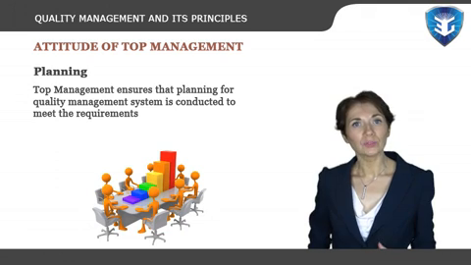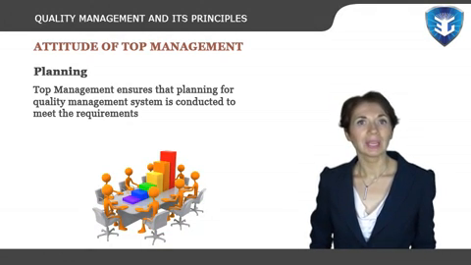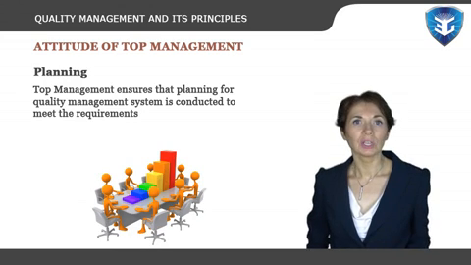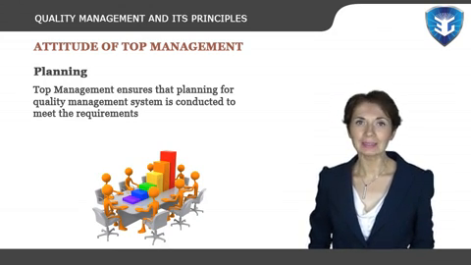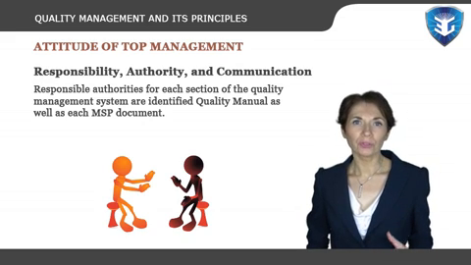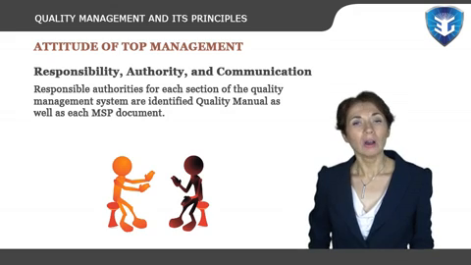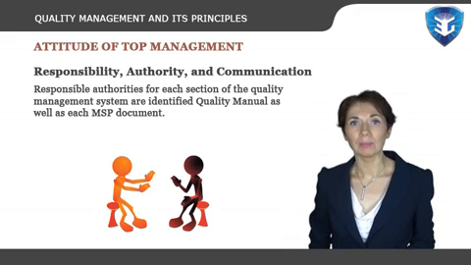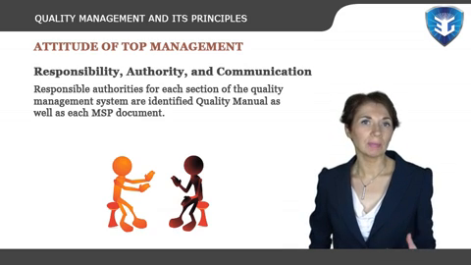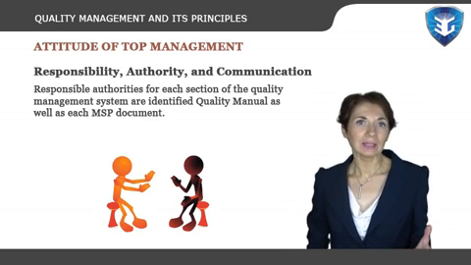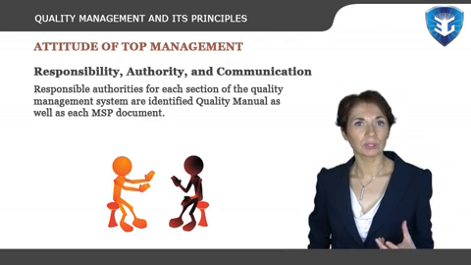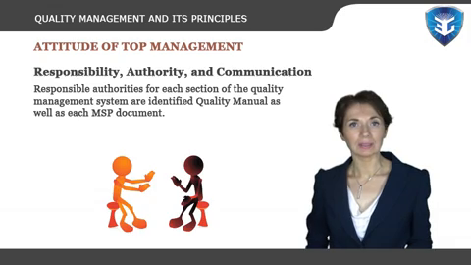Planning. Top management ensures that planning for quality management systems is conducted to meet the requirements. Planning provides the framework for developing quality objectives to meet current and future needs of the company and its customers. Responsibility, authority, and communication. Responsible authorities for each section of the quality management system are identified in a quality manual, as well as each MSP document. One ensures the use of internal communication to convey the effectiveness of our quality management system through community postings accessible by all employees. The top management team is responsible and has the authority for responsibility, authority, and communication activities.